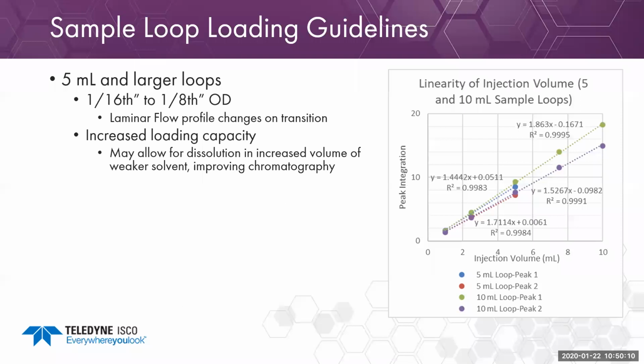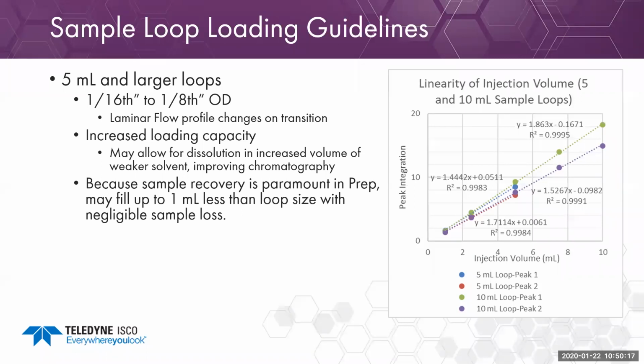It also allows for dissolution and increased volume of weaker solvent, so you can improve your chromatography that way. And since sample recovery is paramount in prep, you can fill up to 1 milliliter less than the loop size for our AccuPrep system with negligible sample loss. So if I were working on a 5 milliliter loop, I could load up to 4 milliliters without any sample loss.